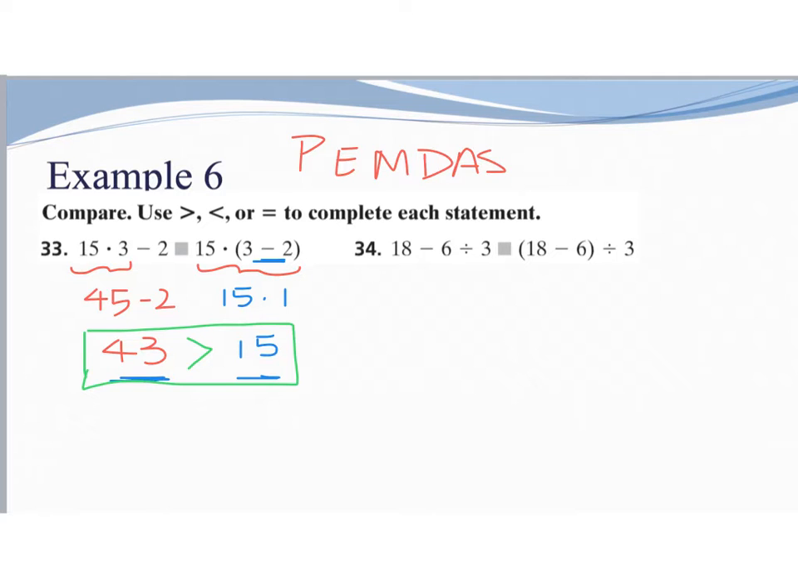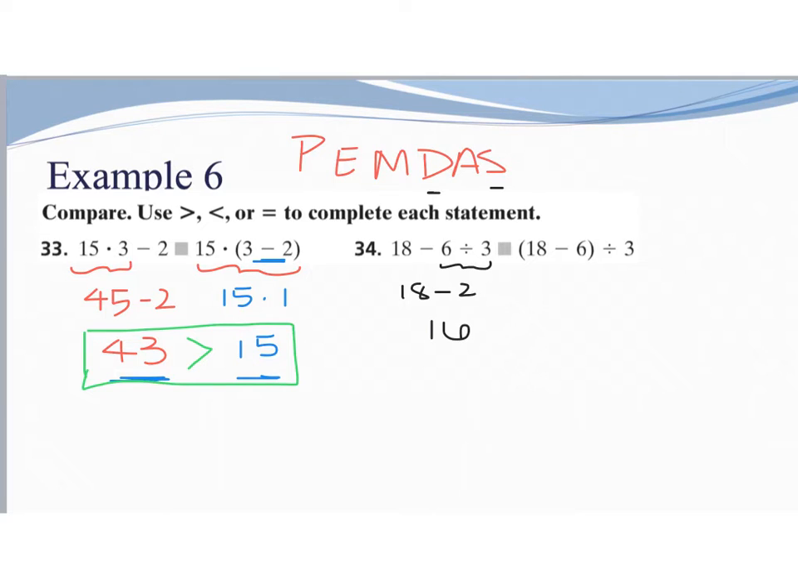Again, we'll do this for number 34. Here I have 18 minus 6 divided by 3. Based on PEMDAS, division comes before the subtraction. So I'm going to divide 6 by 3, and I get 2. This gives me 18 minus 2, or 16.